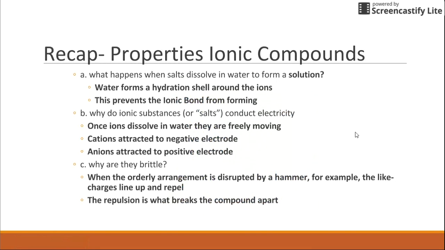So a recap on properties of ionic compounds. What happens when salt dissolves in water to form a solution? Well, water forms a hydration shell around the ions. This prevents the ionic bond from forming. Why do ionic substances or salts conduct electricity? Well, once ions dissolve in the water, they are freely moving. Cations are attracted to the negative electrode, the anions are attracted to the positive electrode. And why are they brittle? When the orderly arrangement is disrupted by a hammer, for example, the like charges line up and repel. The repulsion is what breaks the compound apart.